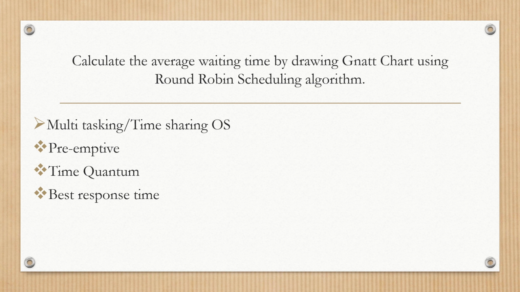Round robin scheduling algorithms are preemptive scheduling algorithms. That is, it is not mandatory that once a process is allocated to the CPU, it has to complete its execution before the CPU switches to another process. It is not like that. Preemptive scheduling means that at any time, the CPU can switch to another process. In a round robin question, they also give the time quantum, and this type of scheduling gives the best response time when compared to other scheduling algorithms.